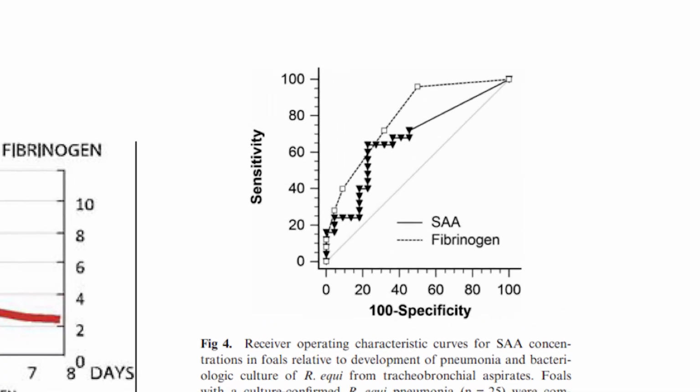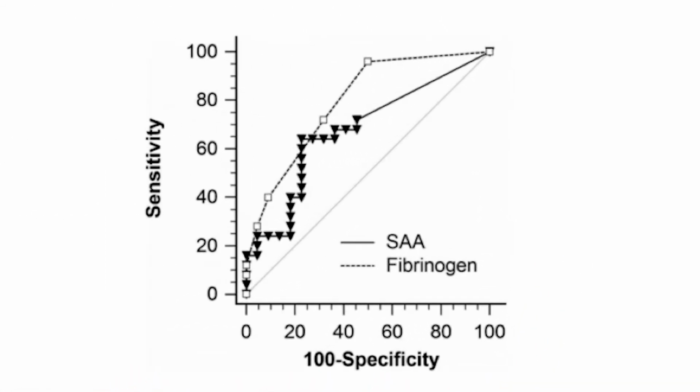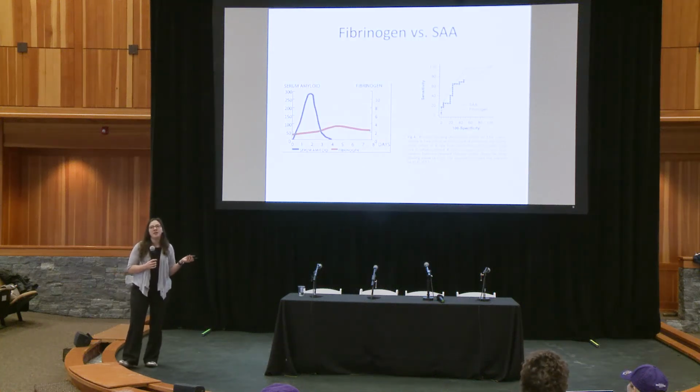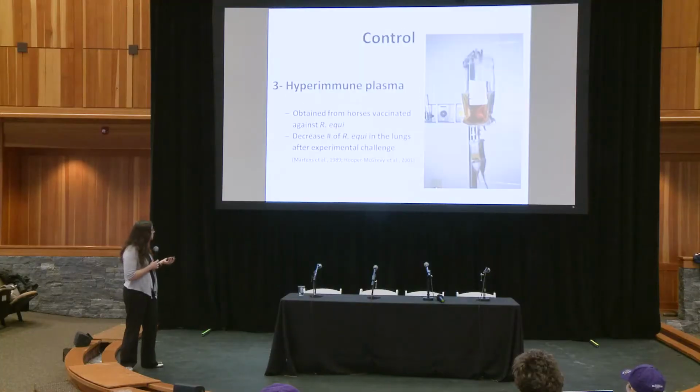So this on the right here compares the SAA and the fibrinogen, and they were fairly similar actually, and based on the numbers, the fibrinogen was actually just a tad better. The reason SAA is nice is that it's easy to do on the farm, and that's one of the reasons it's become popular. And so I think it will have a role and does have a role, but we can't rely too much on that and have to look at the rest of the foal as well.